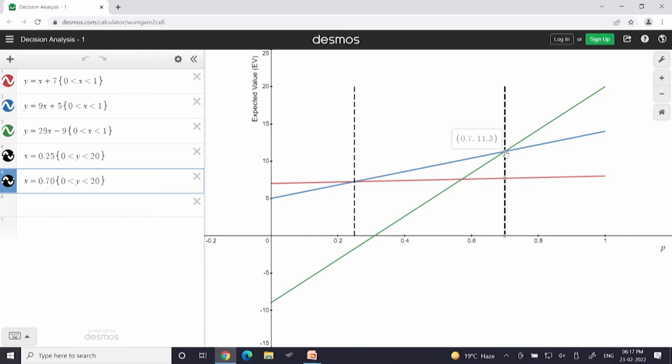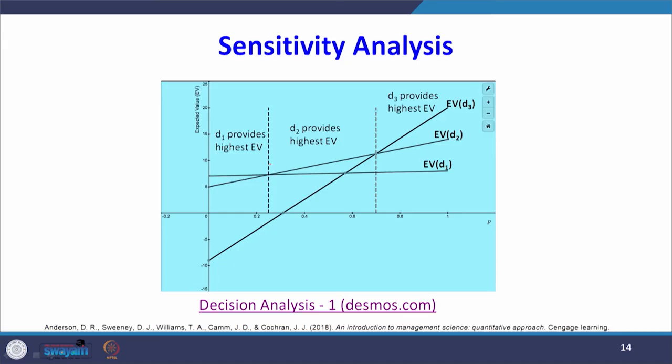So, what are we inferring from this table? I will interpret this table. I have taken a screenshot of this picture, then pasted it into the presentation. I will go back to the presentation now and interpret from the presentation. See the Desmos, how the Desmos software works, I have explained in my initial lectures when we were solving by the graphical method.